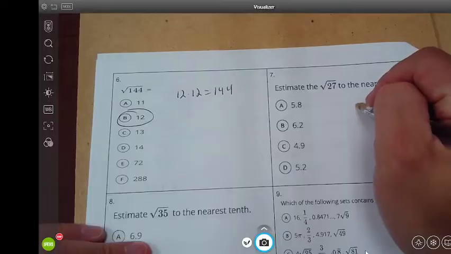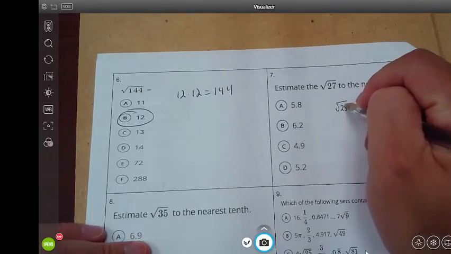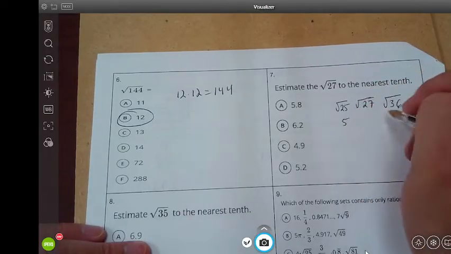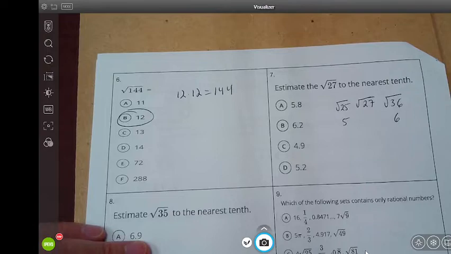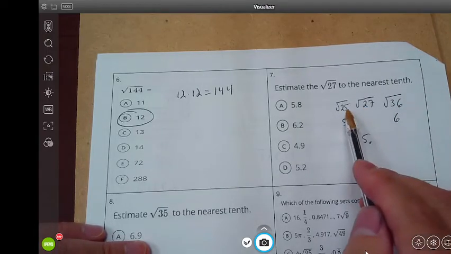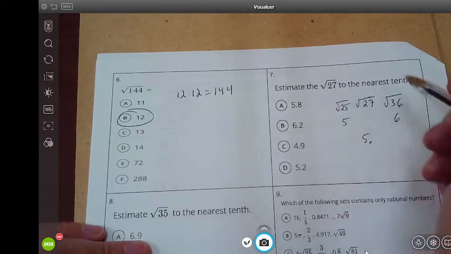Number 7, estimate the square root of 27 to the nearest tenth. So you got the square root of 27. The next lowest perfect square is square root of 25. The next highest is square root of 36. It is between 5 and 6. Okay, so it's a 5 point something number. It's closer to the smaller number, so it's going to be less than 5.5. Okay, so we know it's 5 point something.